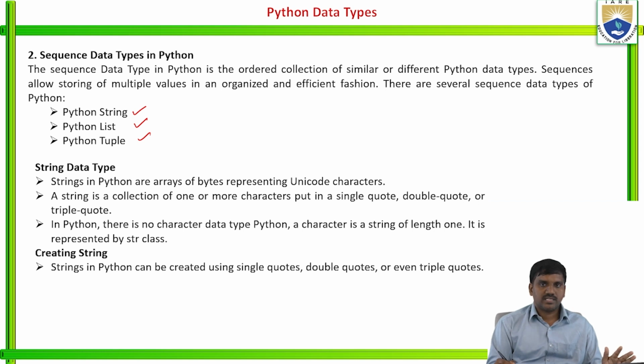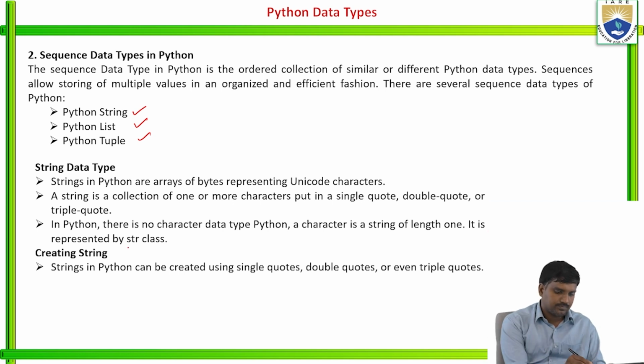Strings in Python are arrays of bytes representing Unicode characters. A string is a collection of one or more characters put in single quotes, double quotes, or triple quotes. In Python there is no character data type. A character is a string of length 1. It is represented by str.